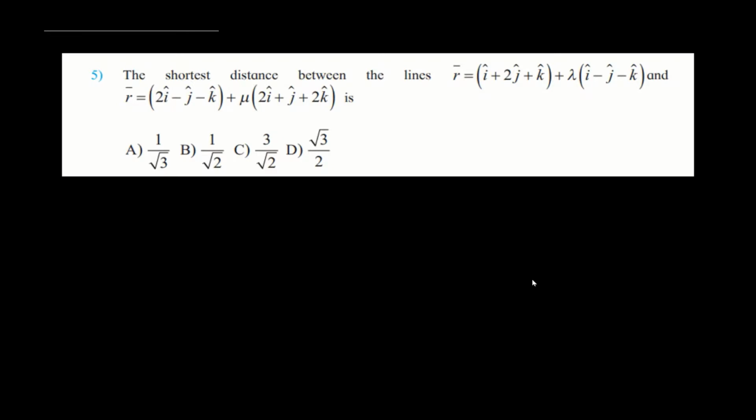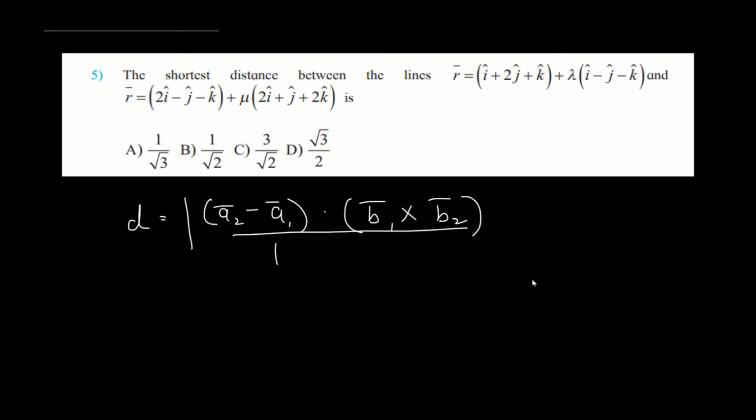Now, the formula for finding the shortest distance between two lines whose vector equations are given is d = mod of (a2 − a1) dot (b1 cross b2) upon mod of (b1 cross b2). This is the vector equation of the line. So in our lines, this value is a1 bar, this value is a2 bar, this is b1 bar, and this becomes b2 bar.